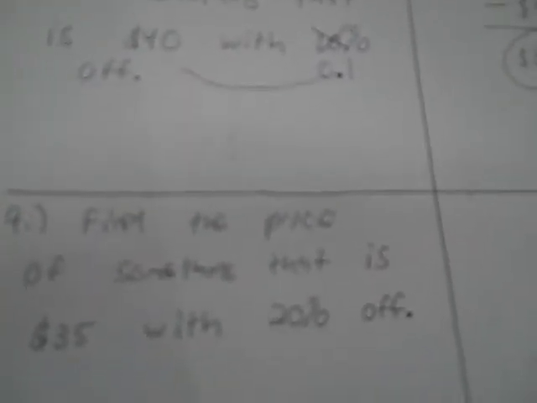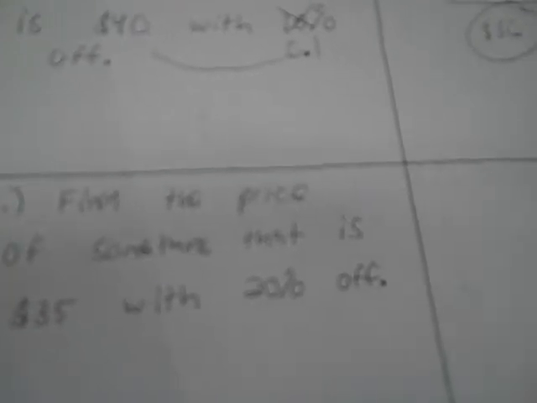Okay, find the price of something that's $35 with 20% off. So I've got 35, and I'm going to minus from that. To find out how much money we need to minus, we need to divide our percentage by 100. So 0.2. And then I need to times 0.2 by 35. So I need to take 0.2 times 35, and I come up with 7. So I times those, and then it's 7. So 35 minus 7 is 28.